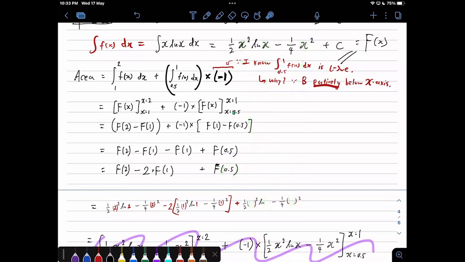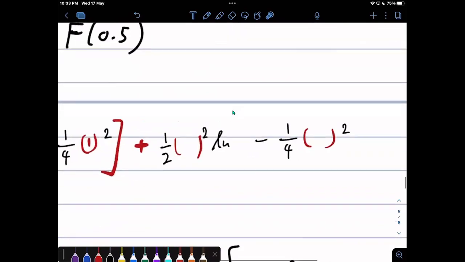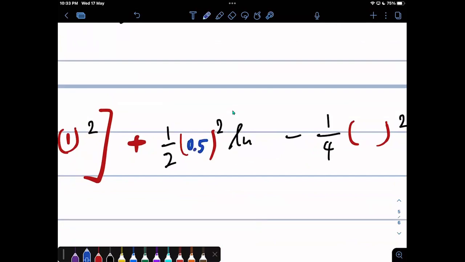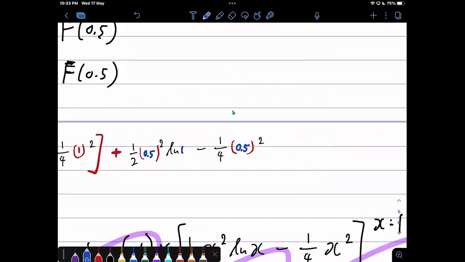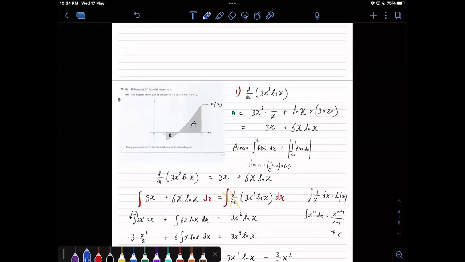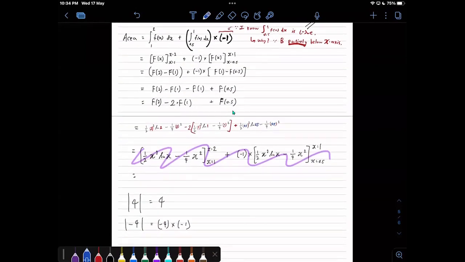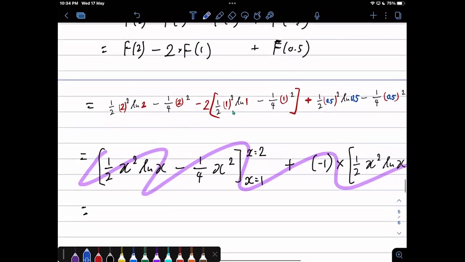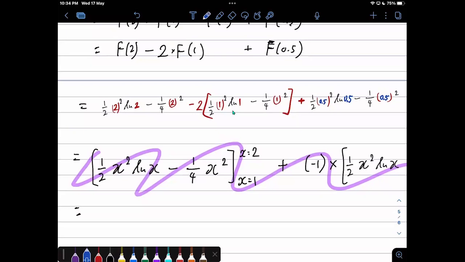Okay, ignore the C because the C will cancel away when you substitute. The C already cancels away at this stage. Anyways, 0.5, 0.5, 0.5. What was the question again? Find the total area. They didn't request for exact. So I guess you could just type this in the calculator to help you get the answer. Or you could leave it in terms of ln 2. Yes, you can leave it in terms of ln 2.